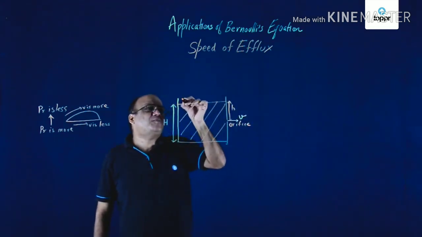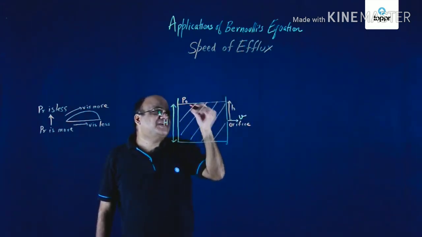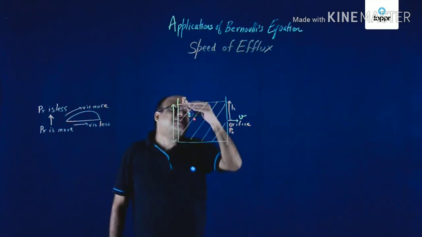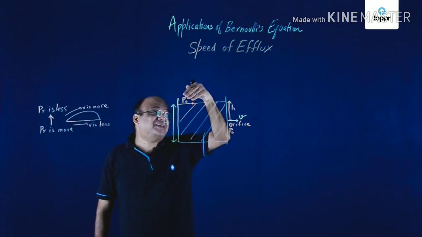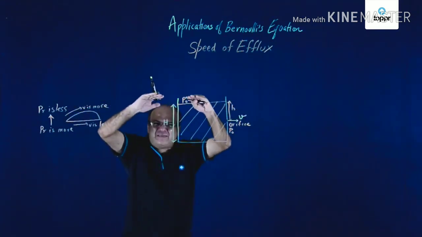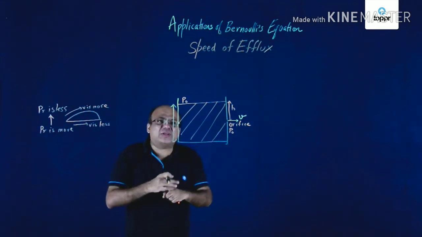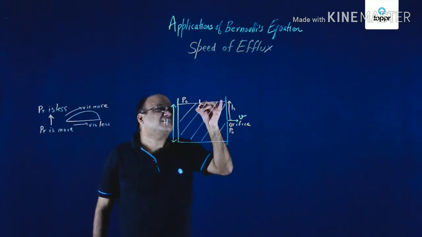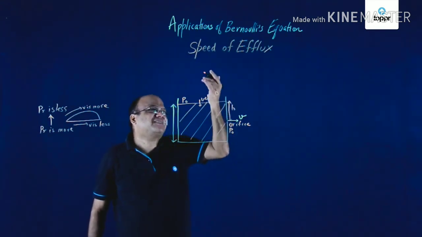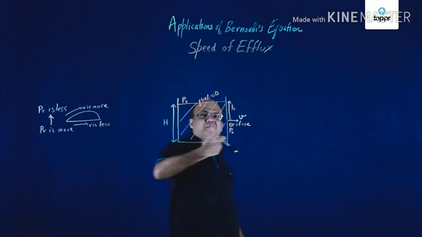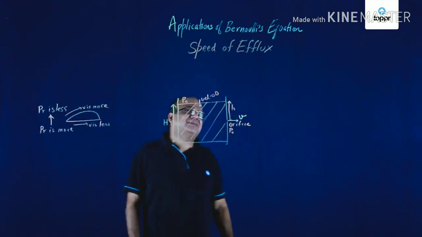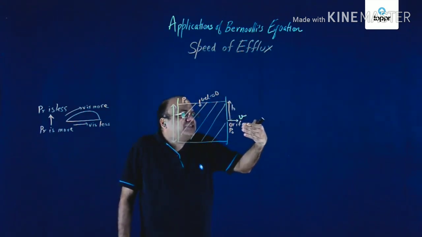Here this is open to atmosphere, so pressure is P0. Here this is also open to atmosphere, so pressure is P0. So there is no change in pressure. Pressure here is same as pressure here. This is a big tank, so the level is coming down very slowly. So the velocity here, you can approximately take it to be 0, compared to this it is nothing. So velocity is 0 there. And the height difference is h.